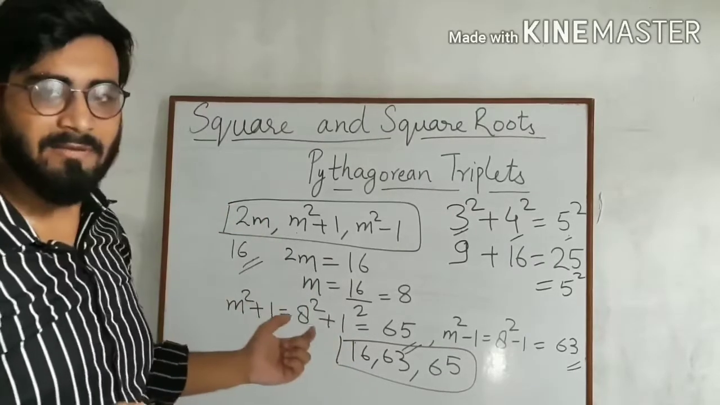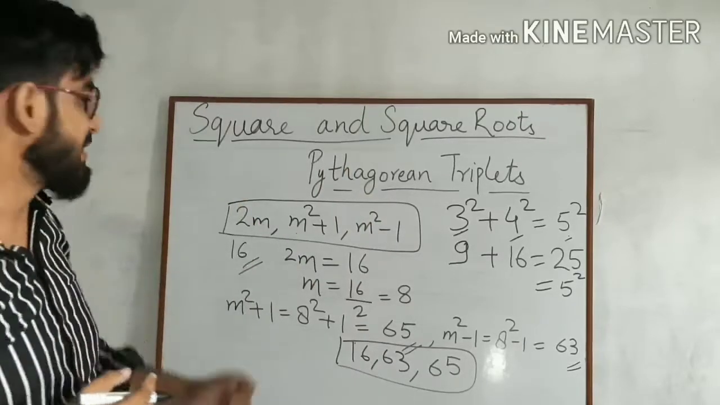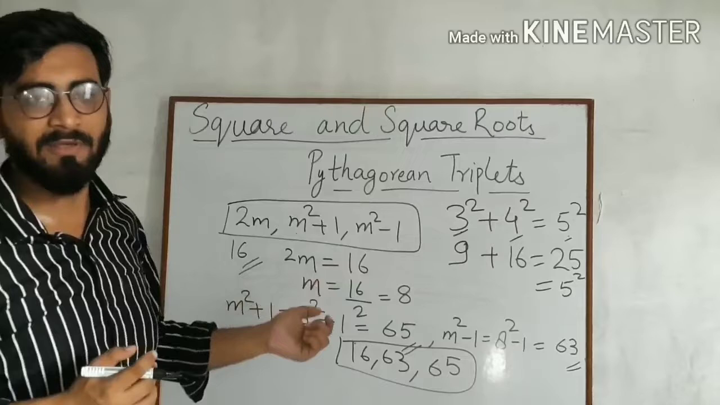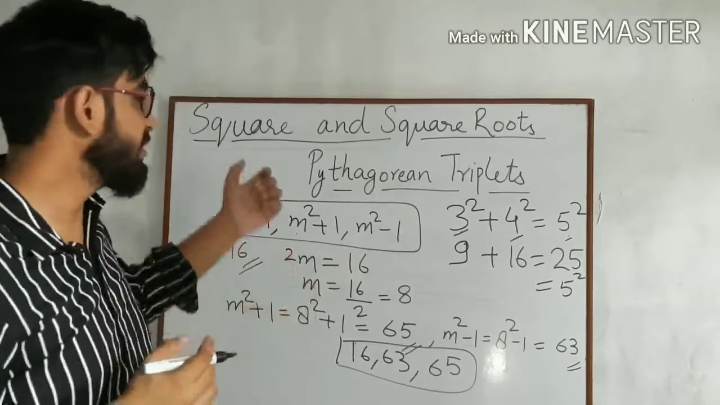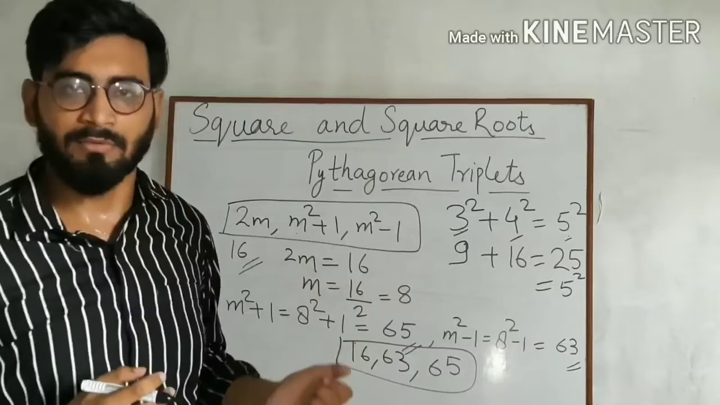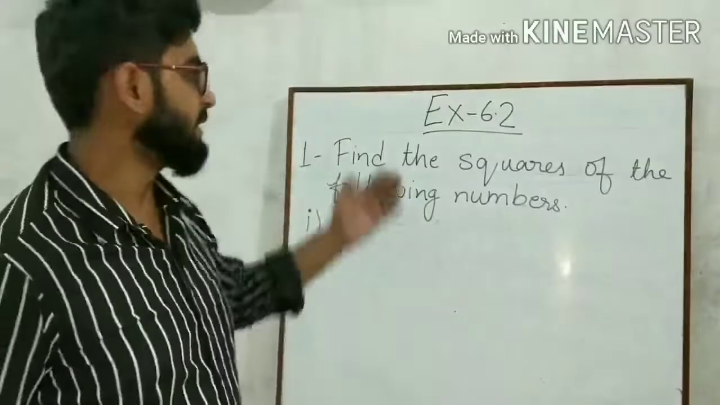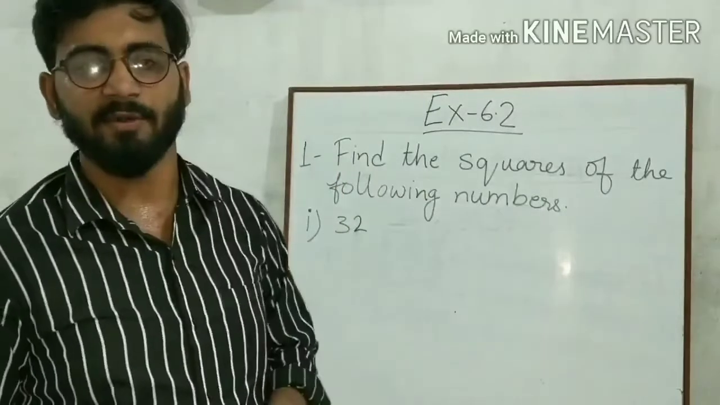One member will be given, you can find the other two by calculating the value of m and just put it here. Any problem? When you do the questions related to Pythagorean triplets, it will become easier for you. Okay? Any problem? Okay. Now we are moving to our exercise, that is exercise 6.2.